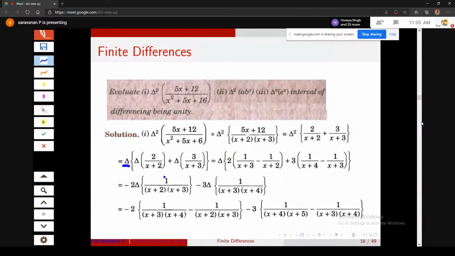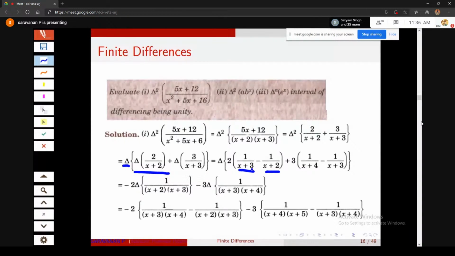What is delta of 2 by x plus 2? It is 2 by x plus 2 plus 1 minus 2 by x plus 2. So it is x plus 3 here, and here we'll get x plus 2. Here they mentioned the interval of differencing is unity, right? So that's why we have taken 1. Otherwise, in general, if nothing is mentioned, you would have to take h. But for this type of problem it will be mentioned as 1, or even if it is not mentioned, you assume that h equals 1. Initially you write 'taking the interval of differencing being unity' and solve the problem. There is no harm.